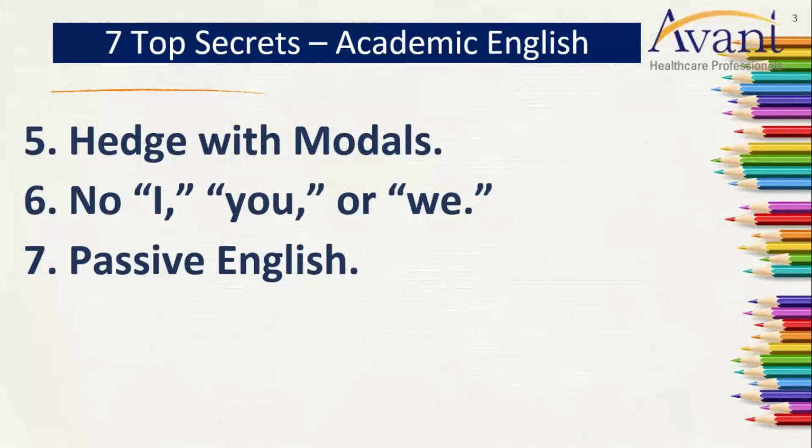And finally, passive English. And this is a way to get around using I, you, and we, is this passive English. As an English teacher, of course, we don't really encourage students to use passive English so much. It takes more words than it does to use active English, and it's less direct. But academic English is also less direct, as you'll see as well. So let's go ahead and get started.